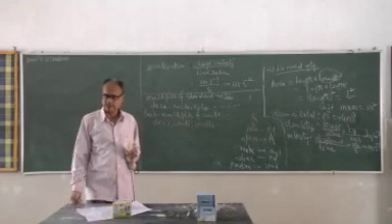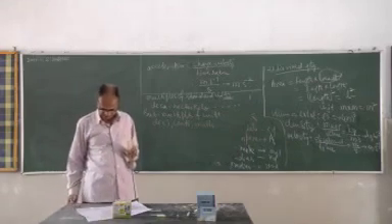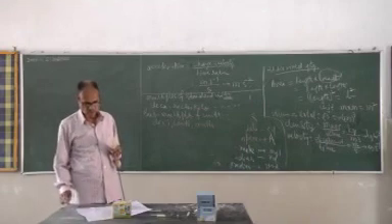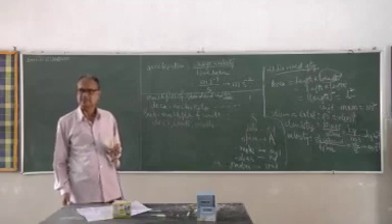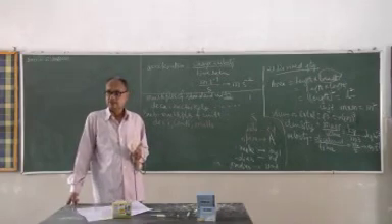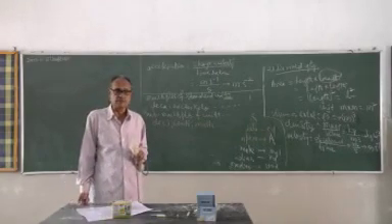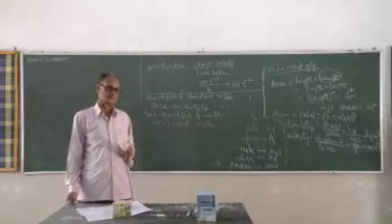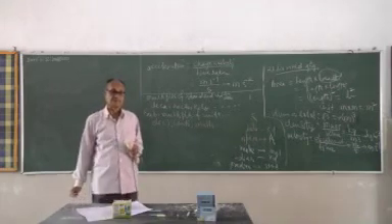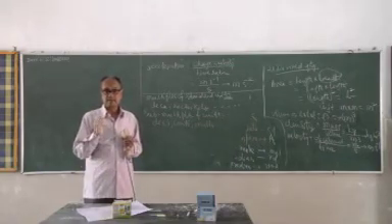It is 1 divided by 299, the next figure is 792, and the next figure is 458. See, there are 9 figures as such. Truly speaking, we take the speed of light as 3 into 10 to the power 8 meter per second. This is not exactly 3 into 10 to the power 8. It is rather more specific and more accurate.